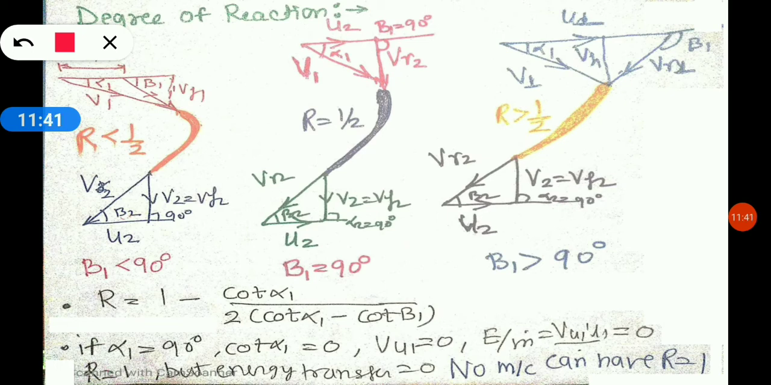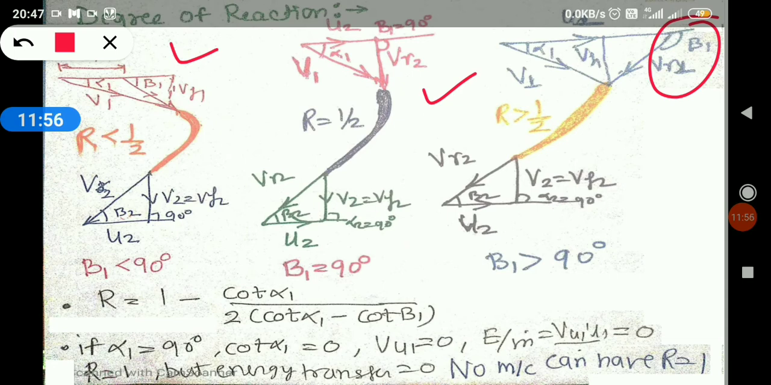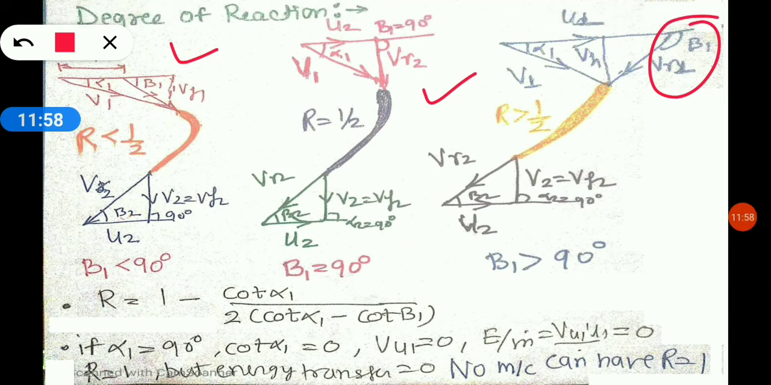Now here, as you can see, beta is varying. Here beta is less than 90 degree, here beta is equal to 90 degree, and here beta is greater than 90 degree. So there are 3 situations, and at the exit we have assumed that the absolute velocity is completely axial, at 90 degree. So V2 is equal to Vf2. With these assumptions, you can find R.